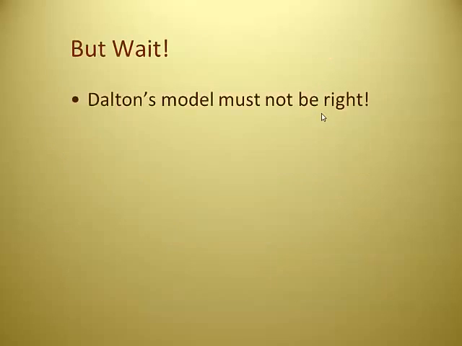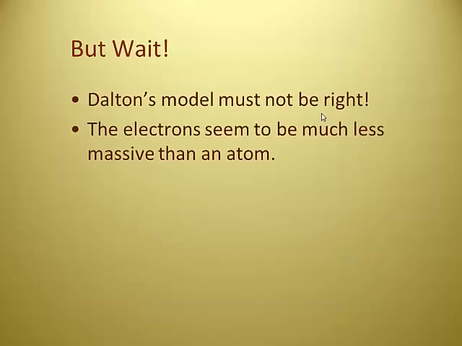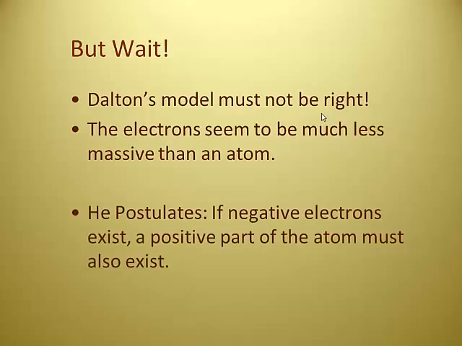Dalton's model must not be right. The electrons seem to be much less massive than an atom. So in other words, Dalton thought that was the smallest you could get, and Thomson comes along and discovers that the electron's actually smaller than the atom. Thomson postulates if negative electrons exist, then a positive part of the atom must also exist.